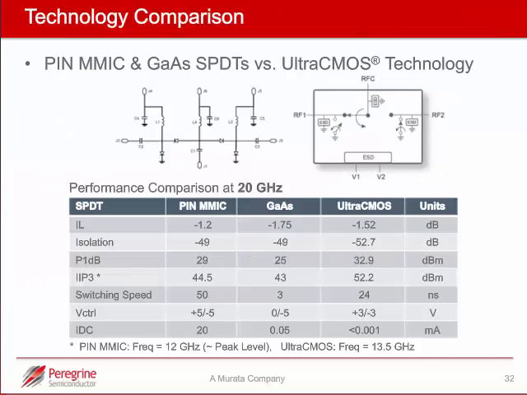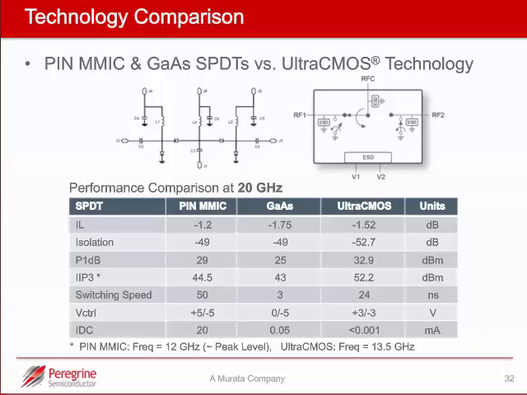Looking at how this device performs in comparison to other technologies and parts that are in the marketplace, this is a performance comparison at 20 gigahertz, looking at a pin mimic solution and then a GaAs SPDT compared to the 45 gigahertz UltraCMOS part. And for insertion loss, we're pretty much in between the two at 1.5 dB versus the 1.2 and 1.7.